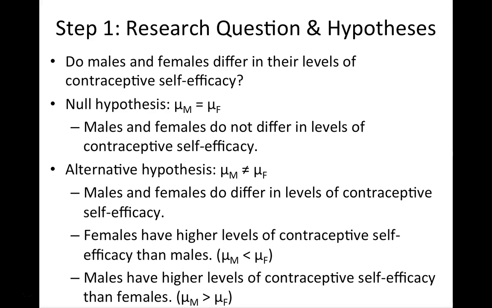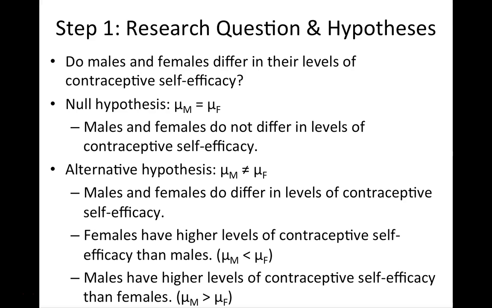In the reverse direction, we might say males have higher levels of contraceptive self-efficacy than females. If we think about traditional heteronormative power dynamics, we might speculate that males would have higher levels of self-efficacy because they tend to have more power in heterosexual interactions. So those are what the hypotheses would look like for the null and alternative.